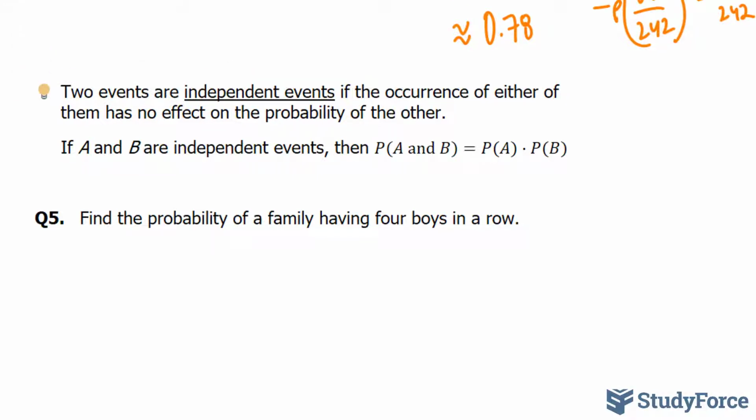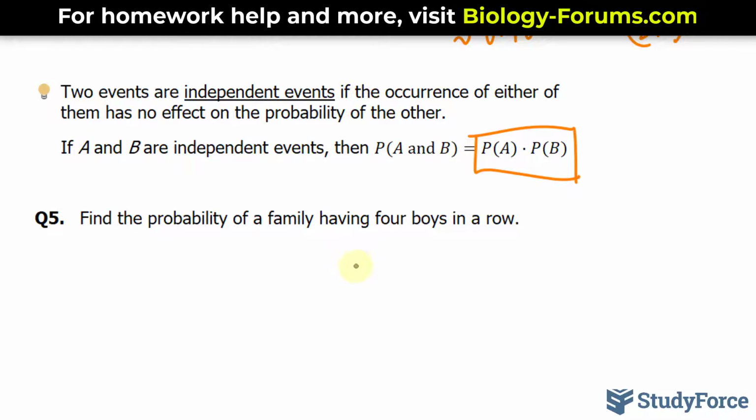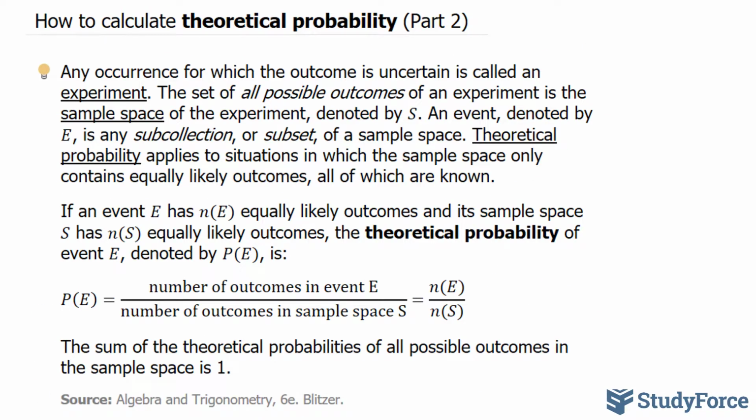If A and B are independent events, we would write down A and B is equal to, and we multiply the probability of A times the probability of B. The question for this is, find the probability of a family having four boys in a row. Now there's always an equal likelihood of either gender, male or female. So we can write down, there's half chance in the first pregnancy, another half chance in the second, half chance in the third, and half chance in the fourth. And the probability of this happening is 1 over, 2 times 2 is 4, times 2 is 8, times 2 is 16. And there you have it. That is how to calculate theoretical probability.